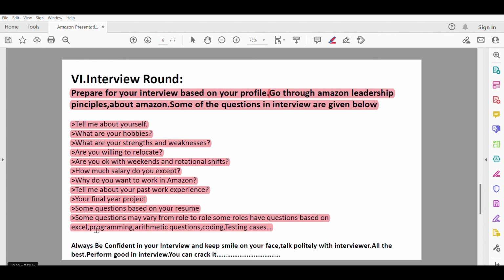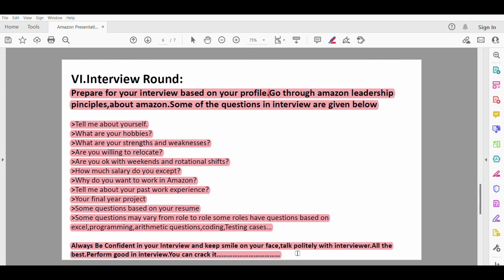Okay, my tip for the interview is to always be confident and keep a smile on your face, because if you feel tense or worried, the interviewer may think you are very tense about the job and cannot handle the job situation. So always smile and talk very politely with your interviewer. Always be kind. If you don't know the answer, tell the interviewer, I don't know, sir. If you try to argue with him, that may lead to interruption and misunderstanding between you and the interviewer. So always be honest. All the best, and perform well in the interview.